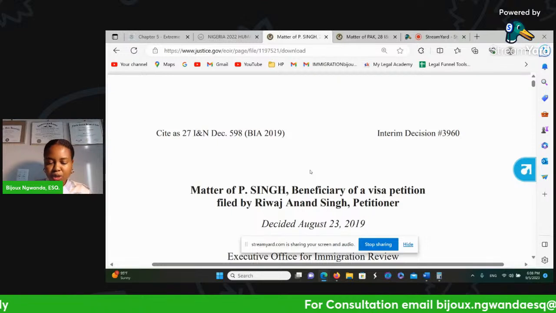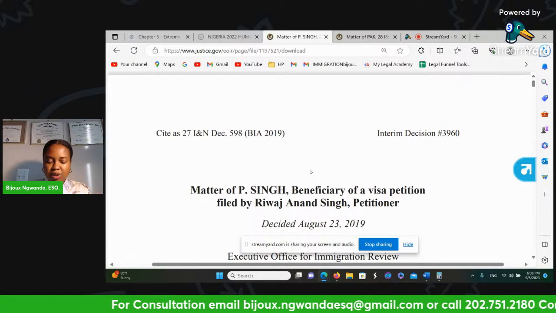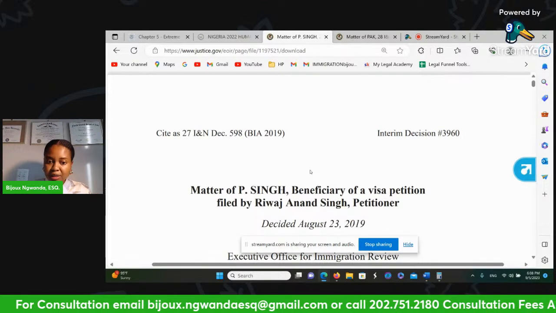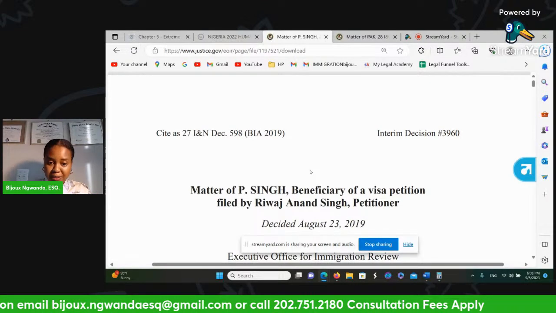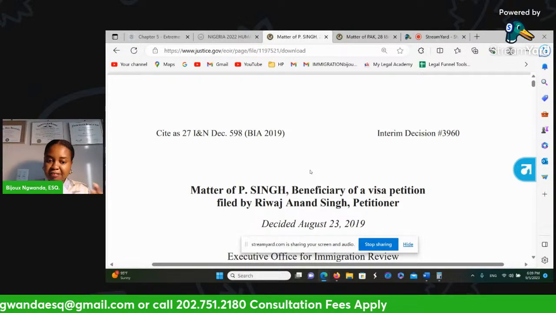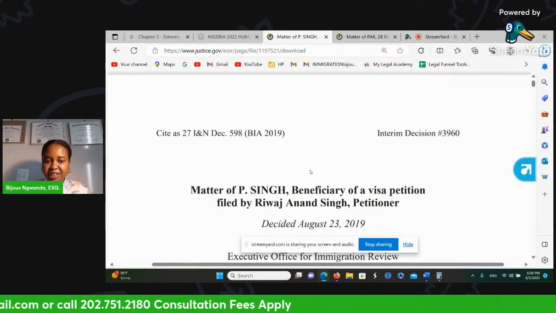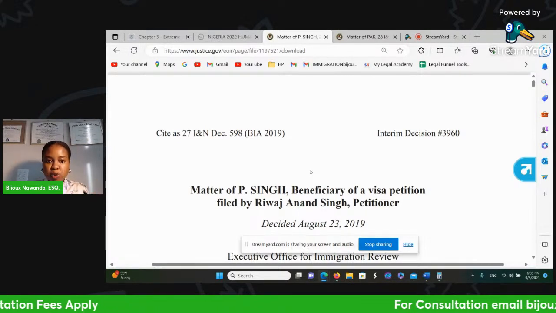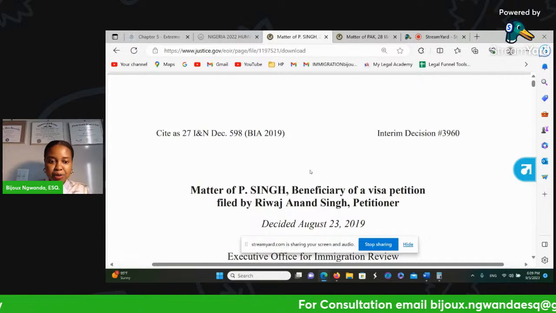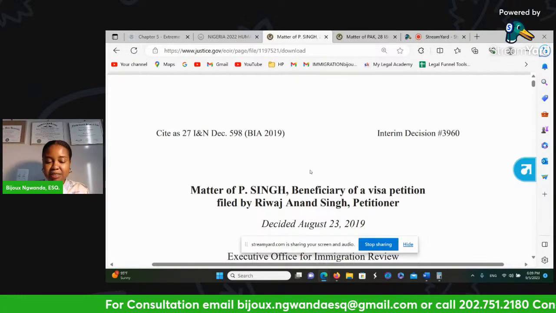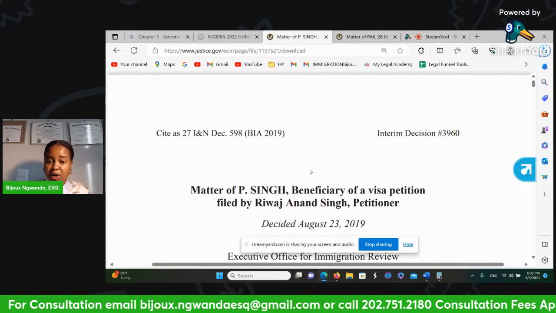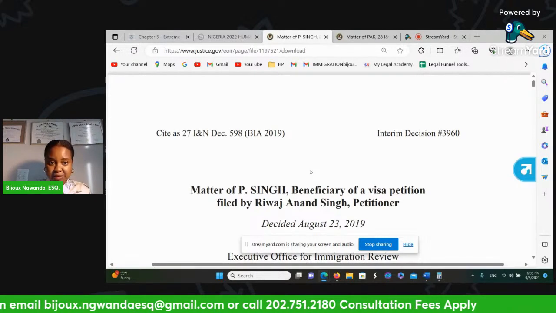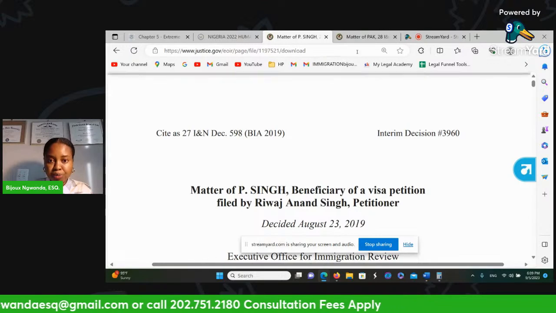So that's why, if they ask you for a waiver of fraud or misrepresentation, if there's just some lies here and there, then you can waive it. But if they make a determination under 204C, then you are barred. It's a permanent bar that cannot be waived. Okay, and that's how bad that is. You see?